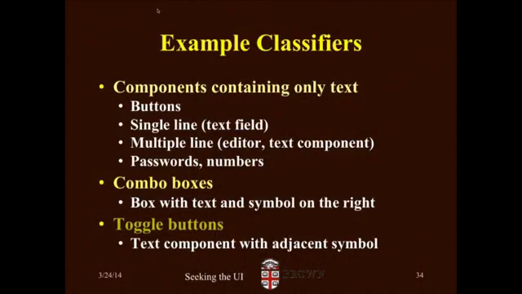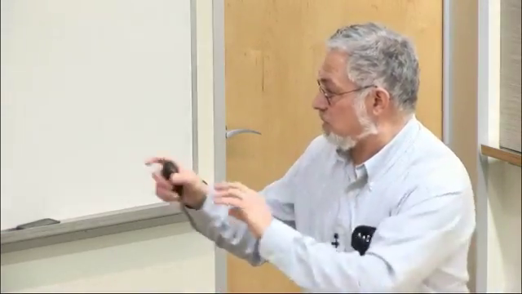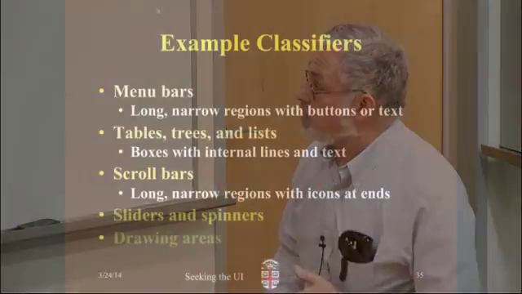So, example, components only containing text. Combo boxes, as I said, there's a box with a symbol to the right. Those are examples.